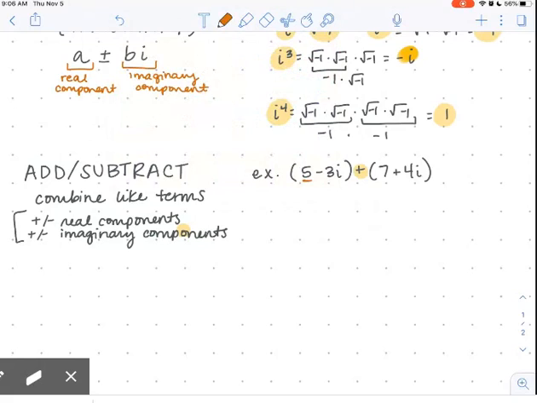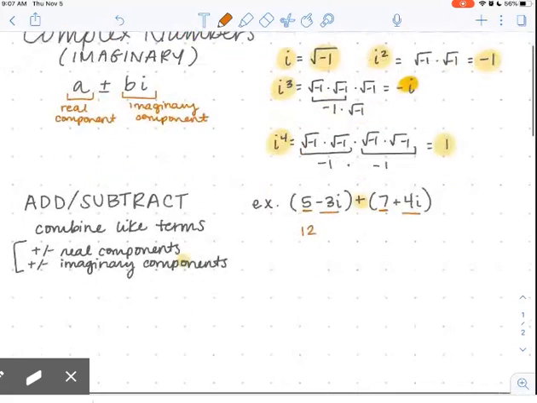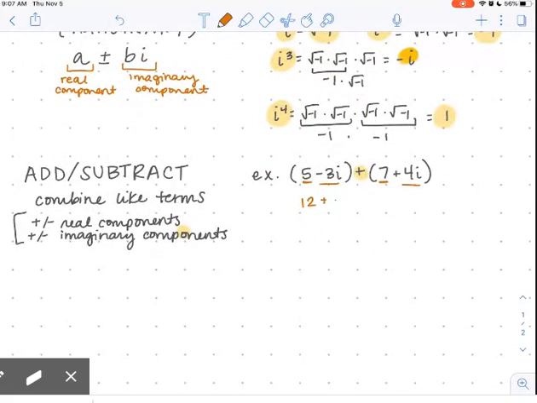So I've got a 5 and a 7. Those go together. So 5 plus 7 is 12. And then I combine the imaginary parts. So negative 3i plus 4i just gives me a positive 1i, or i. All right, so that's pretty straightforward, right?